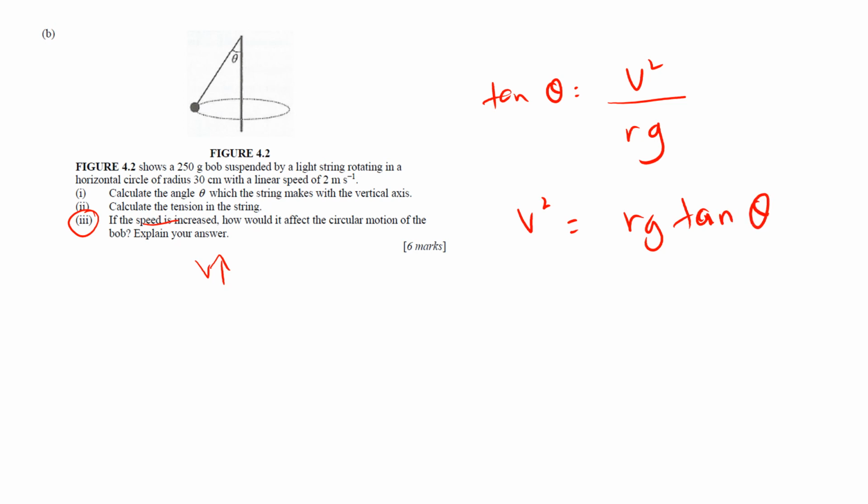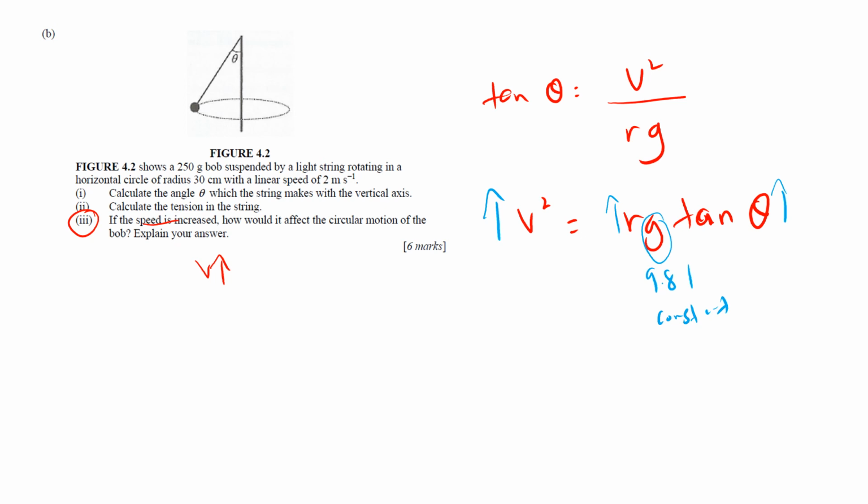Okay, what happens when V is increasing? When V is increasing, R will also increase. G will not change because G is always 9.81, a constant. And what else can happen? The angle can also increase. So the angle will increase.